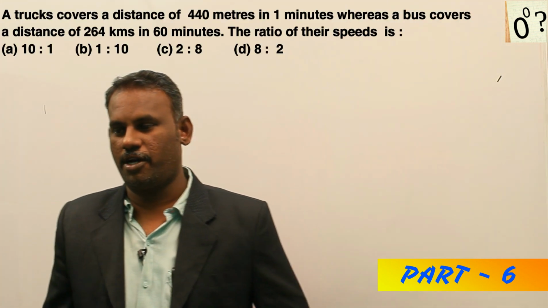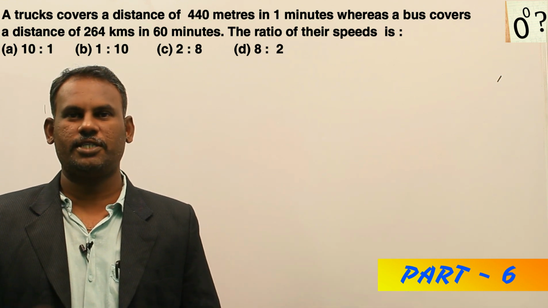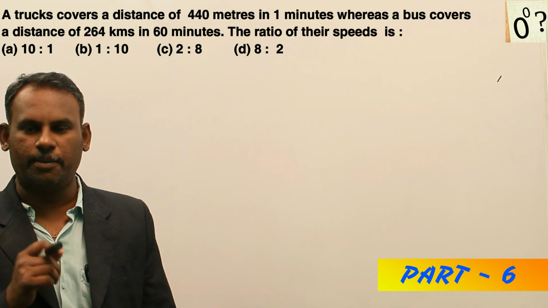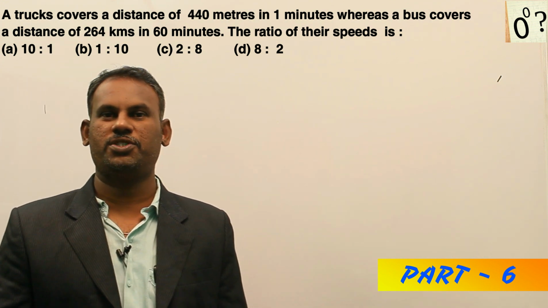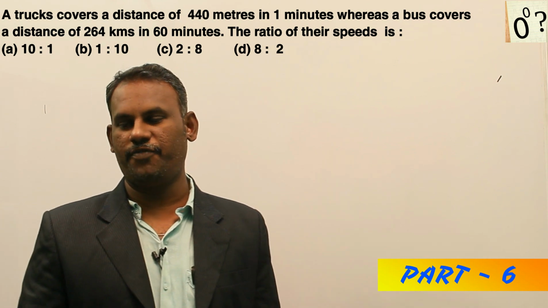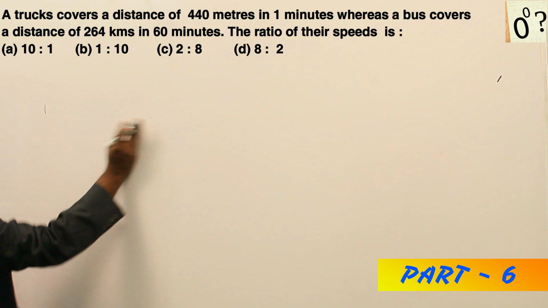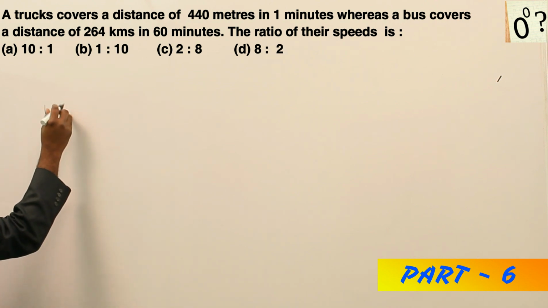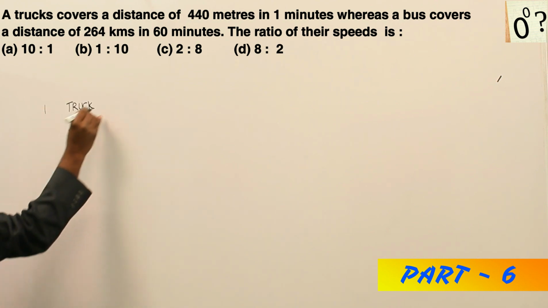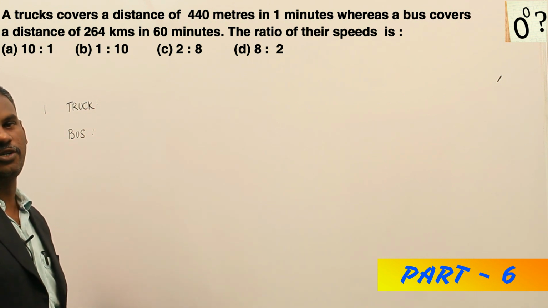In the next question, they ask: a truck covers a distance of 440 meters in 1 minute, whereas a bus covers a distance of 264 kilometers in 60 minutes. The ratio of the speeds? Here, the data given are for a truck and a bus. In the answer they need the speed ratio of the truck to the bus.